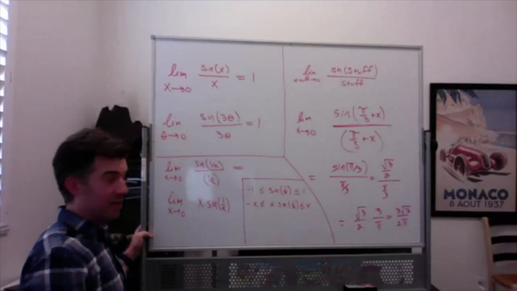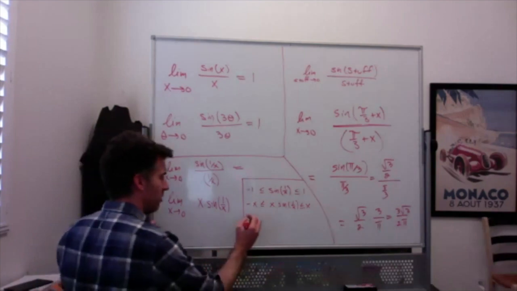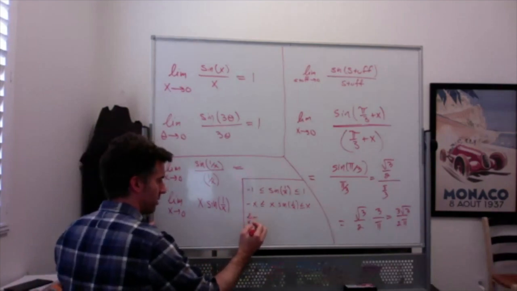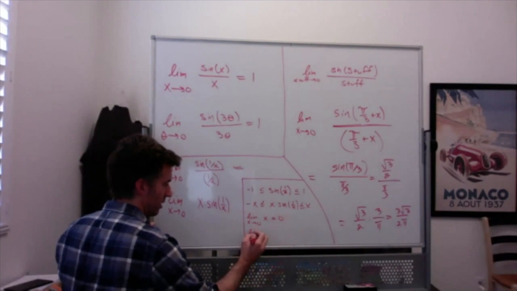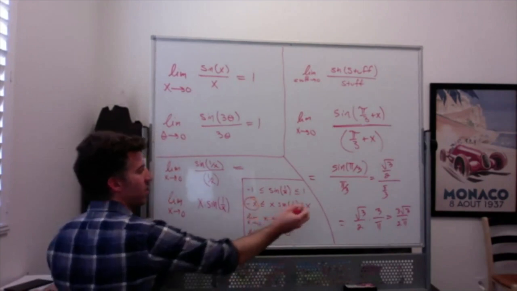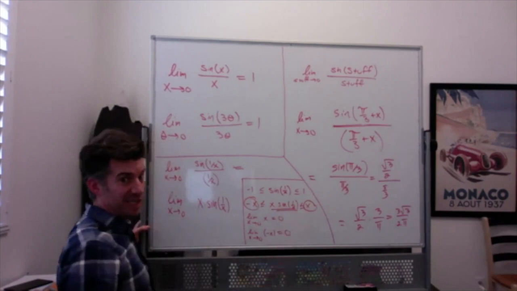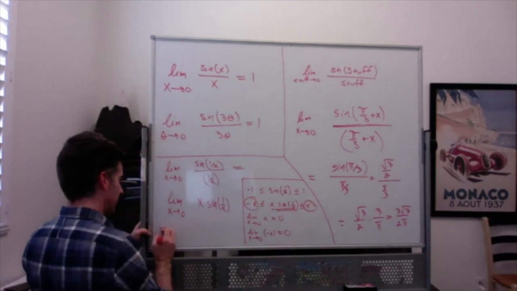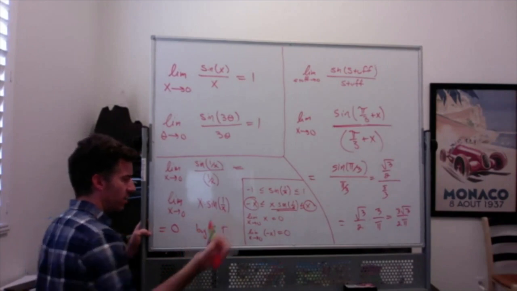Then I can take the limit of both the left end and the right end as x goes to 0. The limit as x goes to 0 of x is 0, and so is the limit as x goes to 0 of negative x. Since the limit of this is 0 and the limit of this is 0, the limit of the inside part has to equal 0 by the squeeze theorem. So this limit is actually 0 by the squeeze theorem.